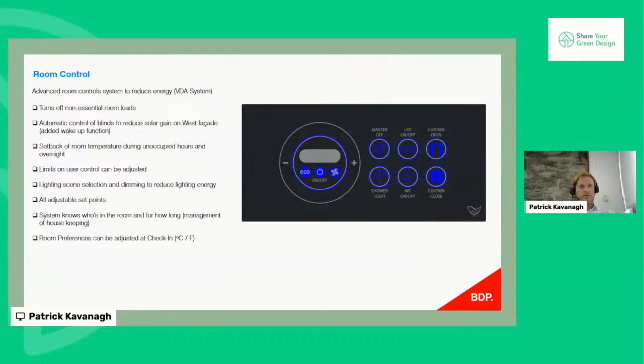It sets back the room temperature during unoccupied hours and overnight. All the limits on the user control can be adjusted, and it has lighting scene selection to reduce lighting energy. And the system knows who's in the room and for how long, so this is great for the operator, for the management of housekeeping. And even a nice little feature is that the room preferences can be adjusted. So if you have a guest from America, for example, you can change the check-in to be degrees Fahrenheit.